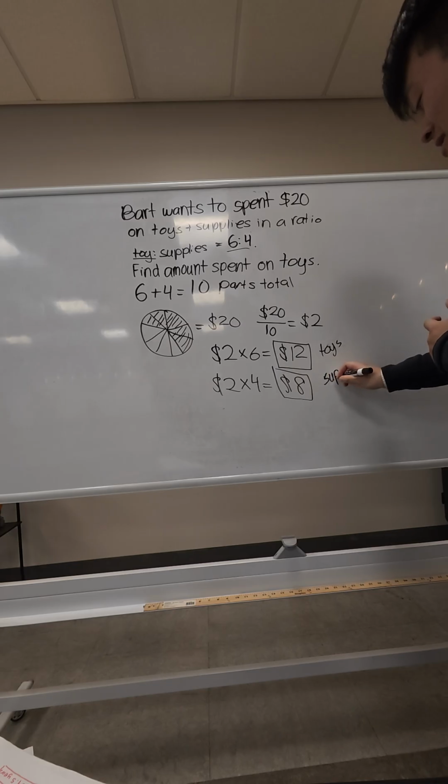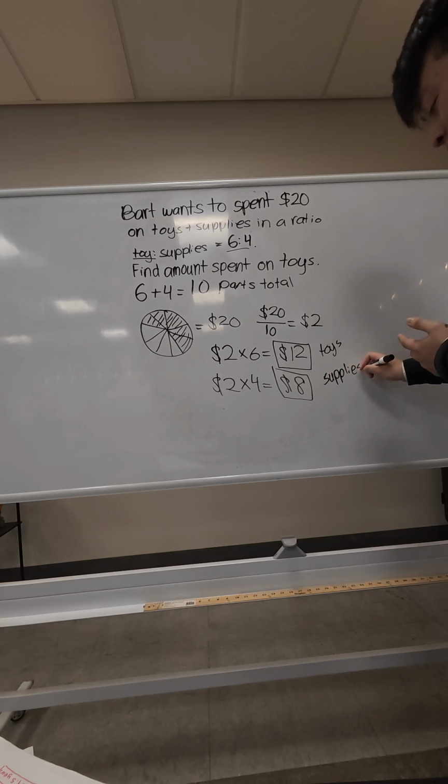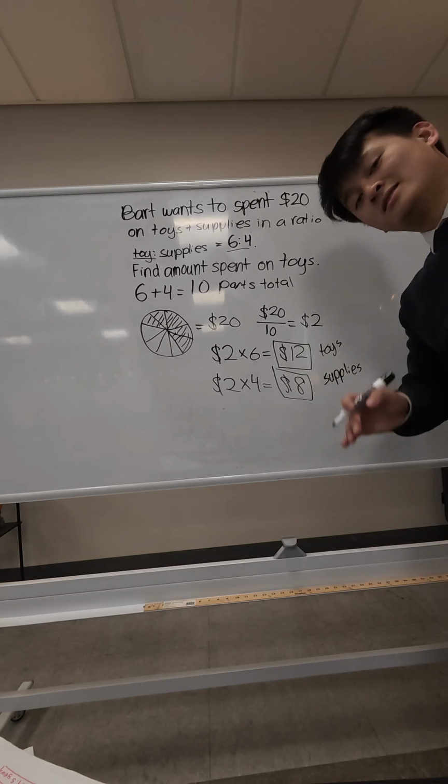So our answer is $12 for toys, while Bart unfortunately only spends $8 on supplies, because I guess he just is a big baller on toys. But that is the end of our problem.